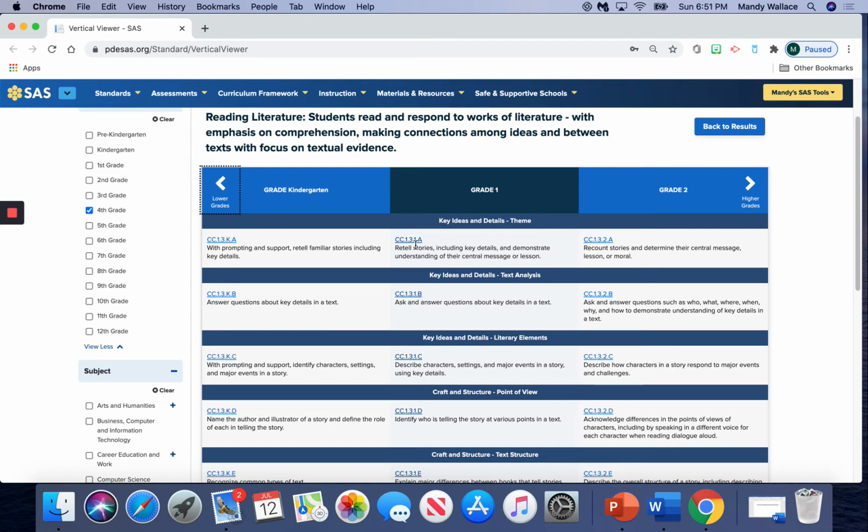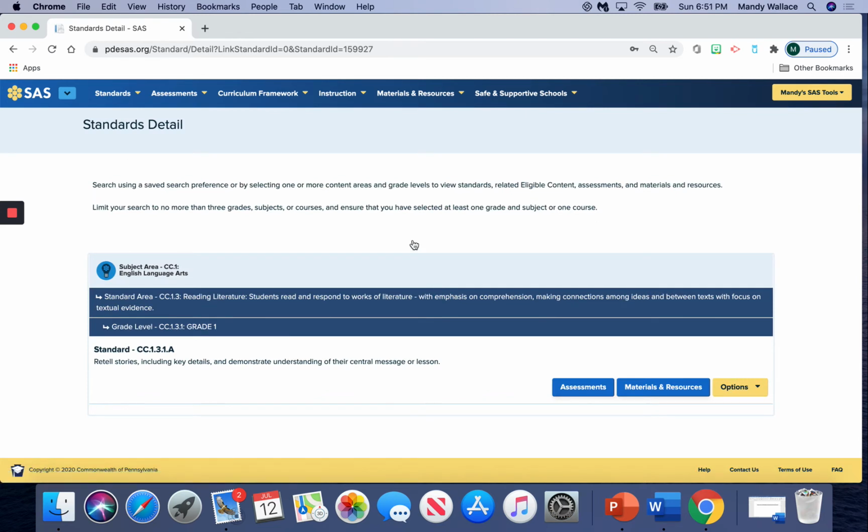If I actually click here, let's do grade 1. Here we have our standard area, and then that standard itself, which would be we are reading literature 1A. So this is first grade and this is A. The only thing different in 4th grade or 5th grade is instead of 1A, it would be 4A or 5A. Only thing different.